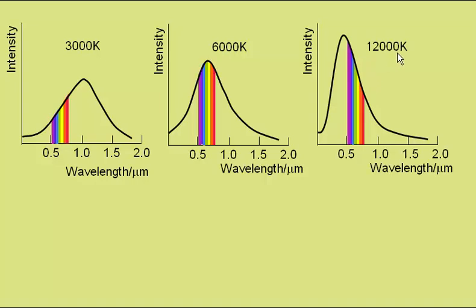At 12,000 Kelvin, this star has a higher line still, it's giving off more radiation, but now the bulk of the radiation is at shorter wavelengths than visible light. This star would have a bluey tinge to it.